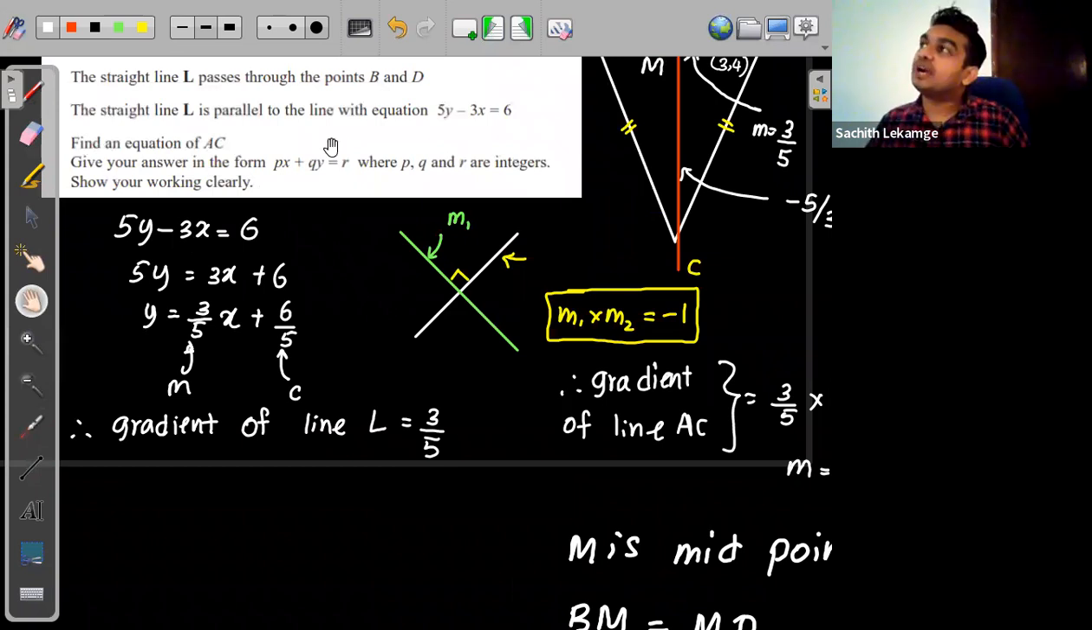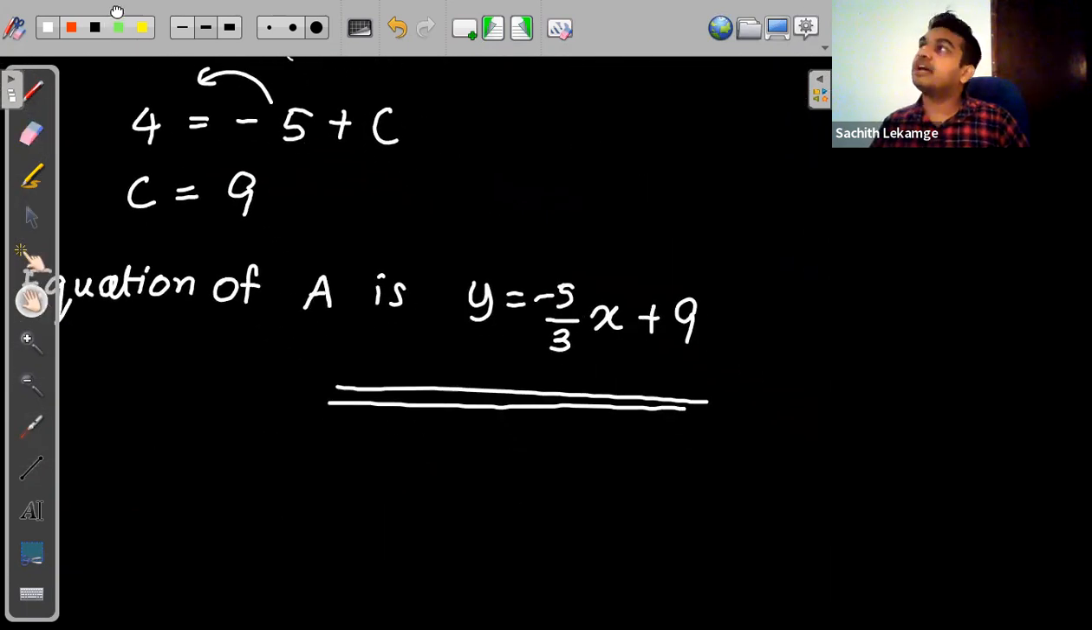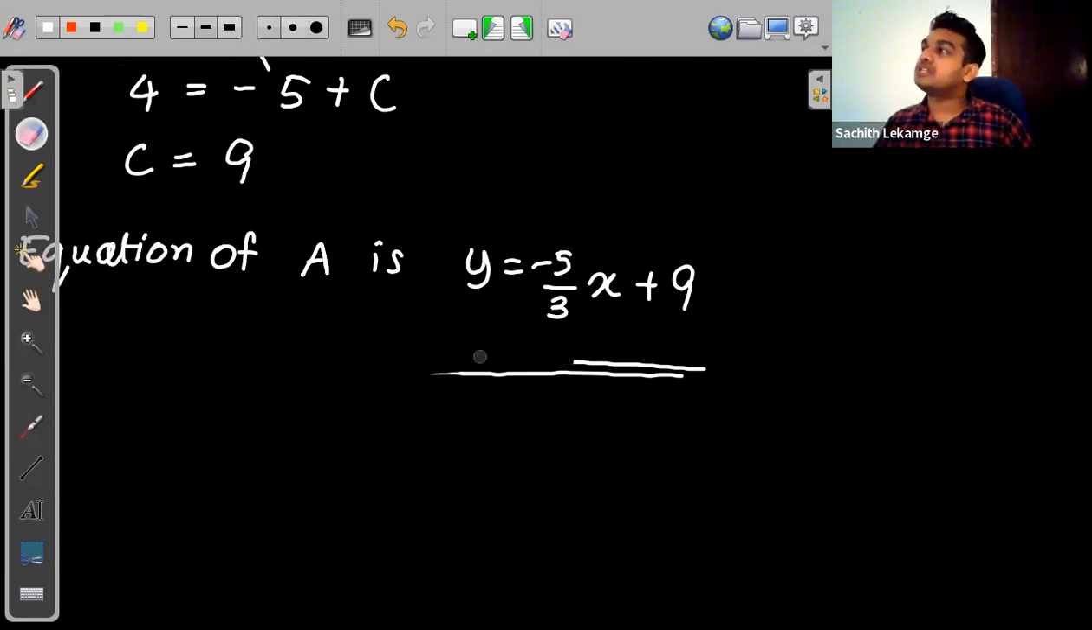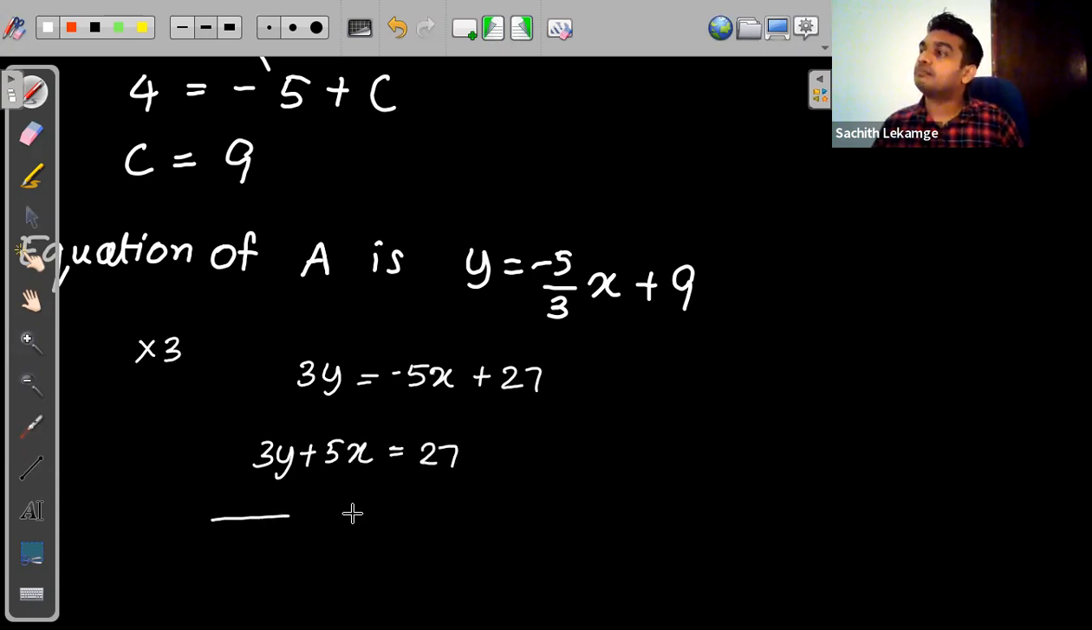We need to write it in the format px plus qy equal r, which I didn't see. I'll change the format into that. Since I already have the equation, I am going to change it into that format. That is not hard at all. Multiply the whole equation by 3 to remove this denominator. Then you are getting 3y equal minus 5x plus 27. Bring minus 5x to the other side: 3y plus 5x equal 27.